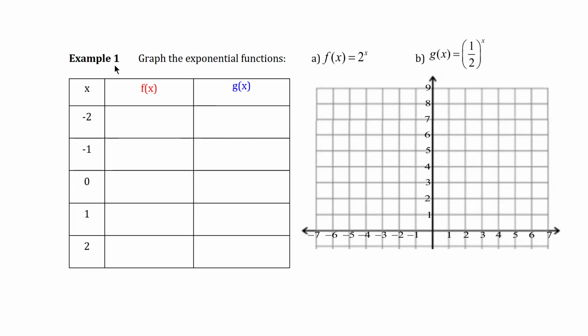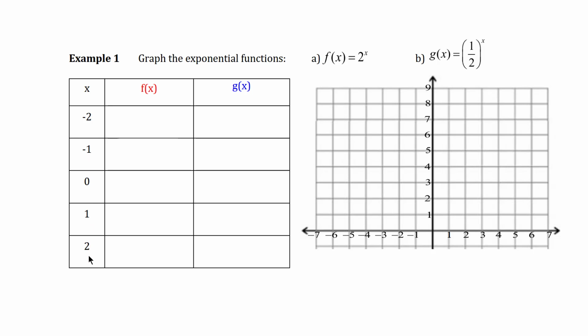In example number 1, graph the exponential functions. For part A, we have f of x equals 2 to the x power, and for part B, we have g of x equals 1/2 raised to the x power. To graph these functions, we're going to use the point plotting method. So below we have an x and y chart. The x values I'm going to use for both functions are -2, -1, 0, 1, and 2.